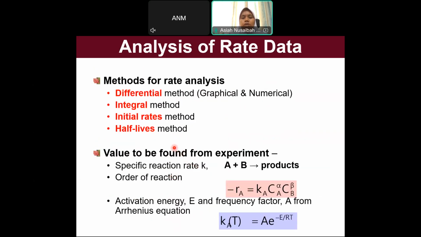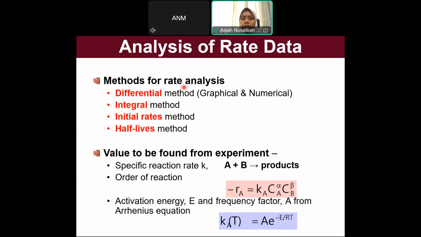Okay, in this chapter, we're going to learn several methods. In general, there are 4 methods: the differential method, the integral method, the initial rates method, and the half-lives method. For the differential method, we're going to learn graphical and numerical. So in total, we are going to learn 5 methods: graphical for the differential method, numerical for the differential method, the integral method, the initial rates method, and the half-lives method.